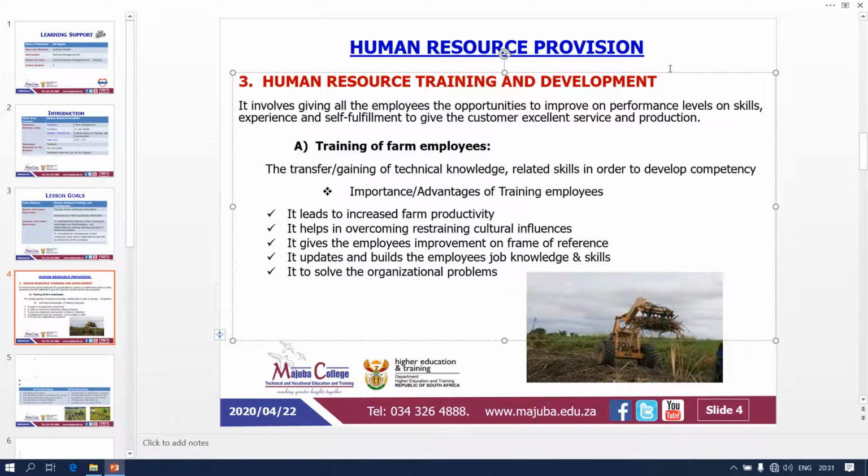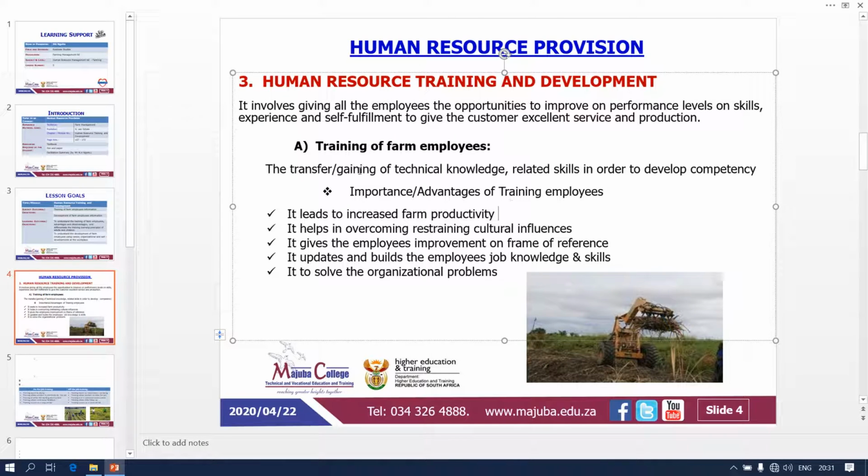Right, human resource training and development. It involves giving all employees equal opportunity to improve their performance level in terms of skills, experience, and self-fulfillment, to give customers excellent service and production. Remember, a person that is being trained is doing an excellent job also in terms of production.